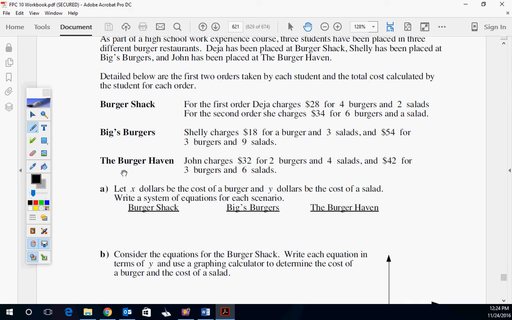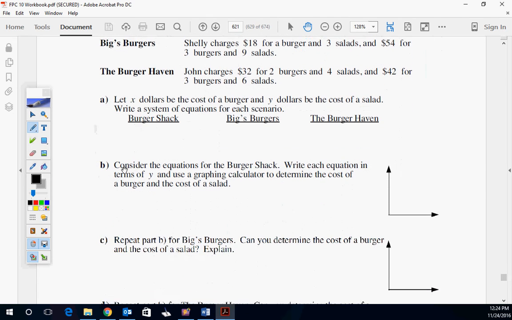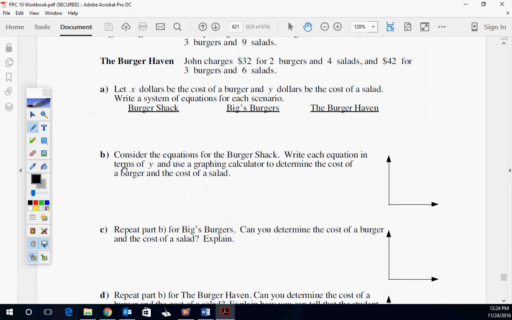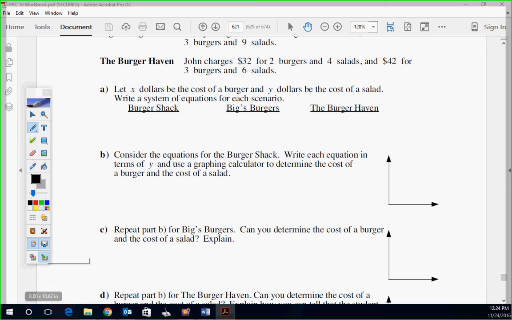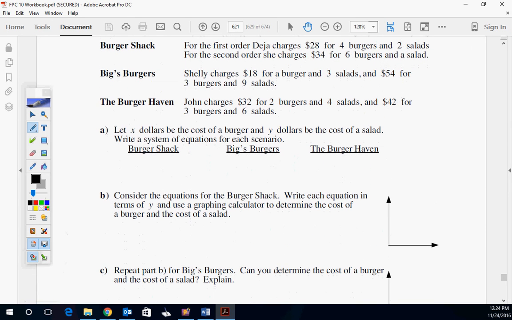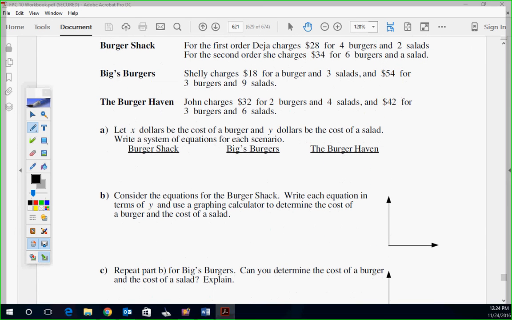Okay, good. Shelley charges $18 for a burger and 3 salads, $54 for 3 burgers and 9 salads. That's at Big's Burger. The Burger Haven, John charges $32 for 2 burgers and 4 salads, $42 for 3 burgers and 6 salads. So let X be the dollar cost of a burger and Y be the dollar cost of a salad. Write a system equation for each scenario. So what we're going to do is move this down just a bit so I can see all of them. We're going to write each system here.